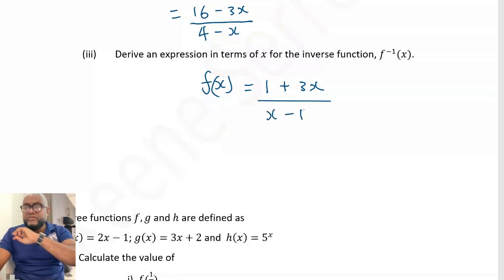So we want to find the inverse, right? We want to find the inverse, right, Daryl? What's the first thing we're doing for the inverse here, Daryl? You replace the x with y.